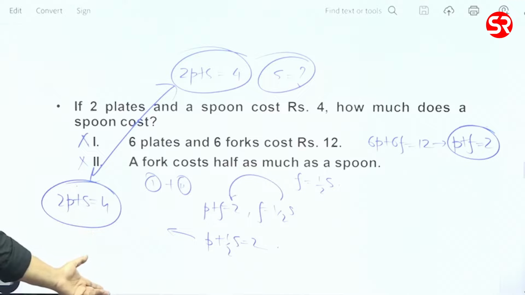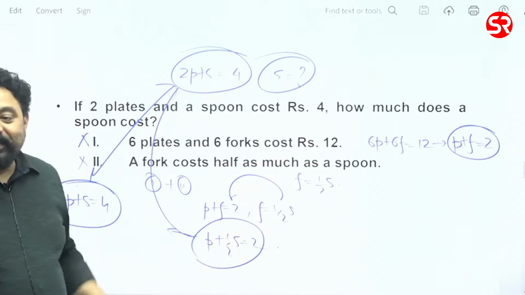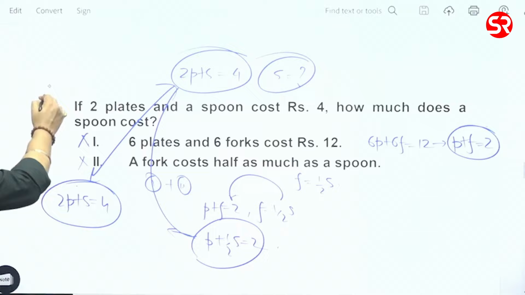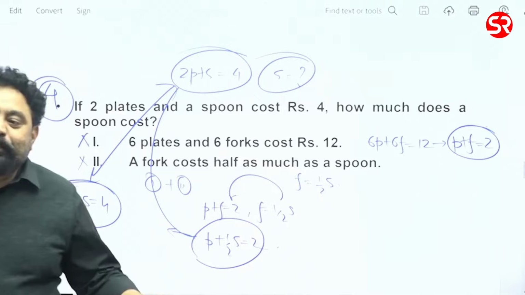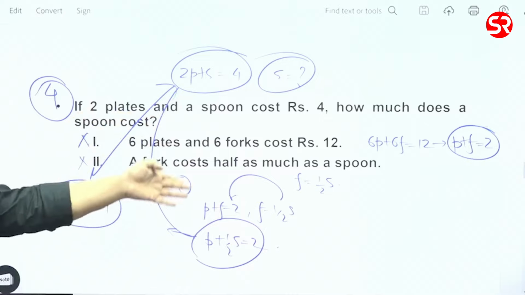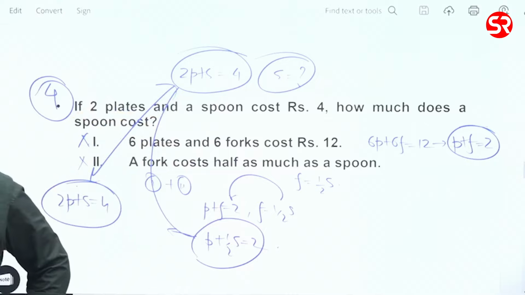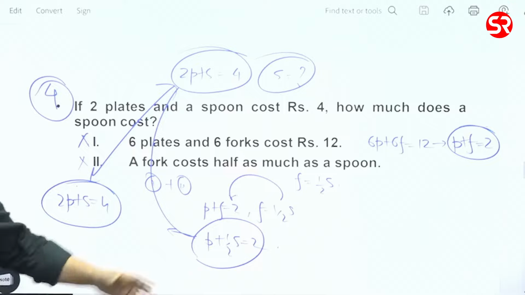You cannot get the answers. What is the cost of spoon? Because the equation formed over here and equation formed over here are same. Answer is 4. You say two variables, two equations, but those two equations are same equations. So do not assume again that you have two equations and two variables. It is easily solvable. These are the two same things.